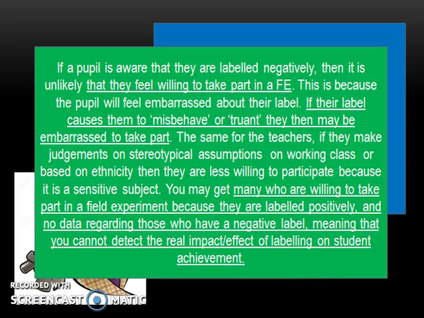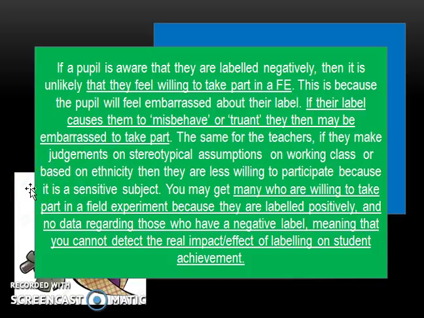So here's another paragraph to help you along. So if a pupil is aware that they are being labelled, then it's unlikely that they will feel willing to take part in a field experiment. This is because they will feel embarrassed about their label. If their label causes them to misbehave or truant, there's the characteristic of the group, then they might be embarrassed to take part. The same for teachers.